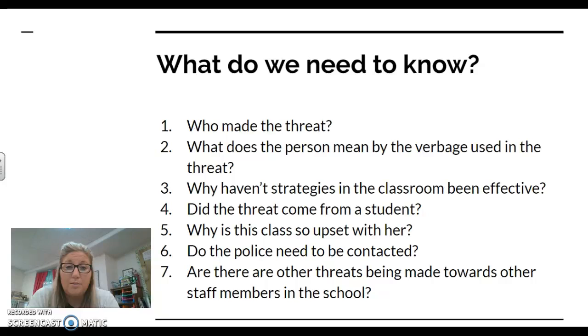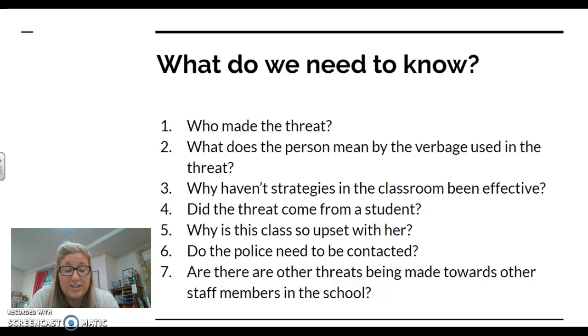Miss Tate made the assumption that it automatically meant that they want to kill her, but making someone disappear could mean getting them fired, kidnapping. What exactly do they mean by making her disappear? Why haven't strategies in the classroom been effective for Miss Tate? Did the threat come from a student? Right now, like I said, it is assumed that it is, but there is no evidence of it.